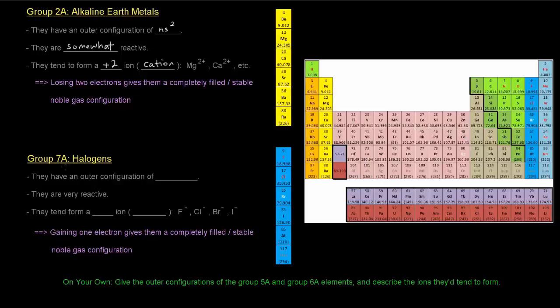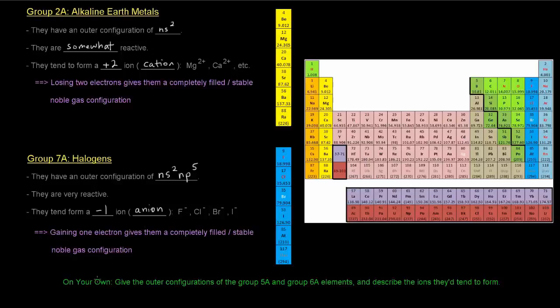The group 7A elements, the halogens, have an outer configuration of ns2 np5, and they are very reactive. They tend to form a -1 ion, which is an anion. Anion is the term applied to negatively charged ions. So fluorine would become F-, Cl-, Br-, I-. They're one electron away from having a perfect noble gas configuration, so they gain one electron, gain a negative charge, and that gives them a completely filled, stable noble gas configuration. So that's the ion they tend to form.